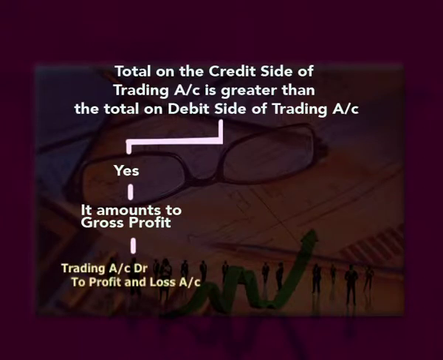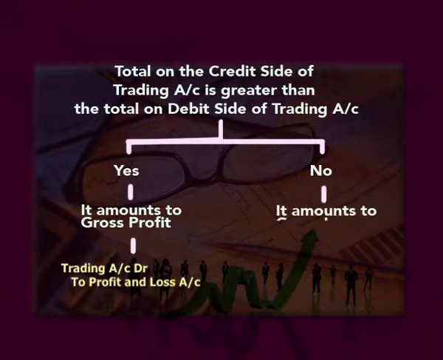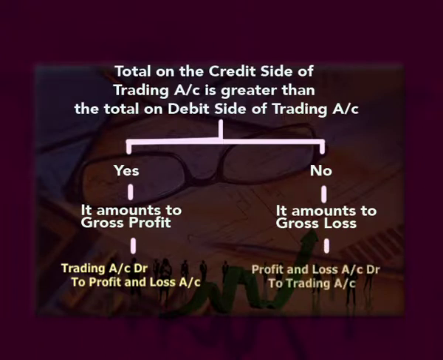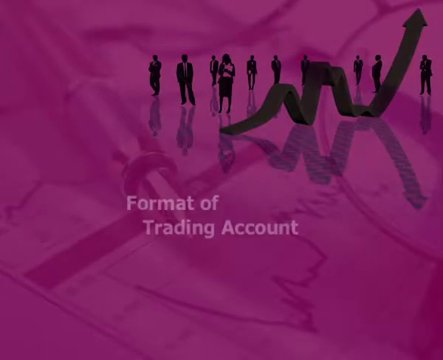Trading account is debited to profit and loss account. If the total of debit side is more, it shows that cost of goods sold is more than the sales price realized. It is a negative difference, which is called gross loss. It is recorded as profit and loss account debited to trading account. Now, let us see the format of trading account.